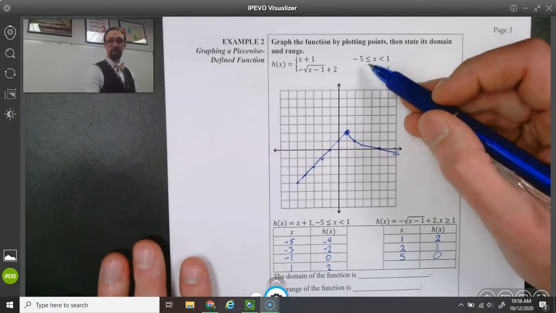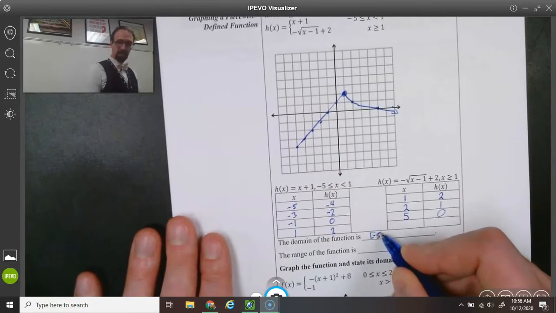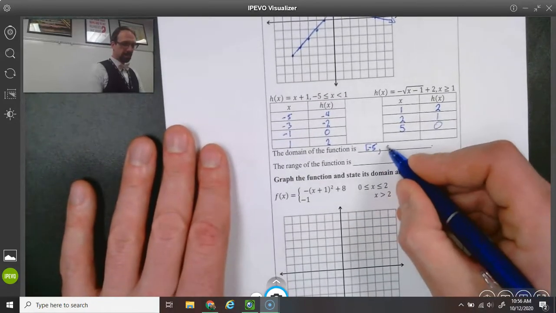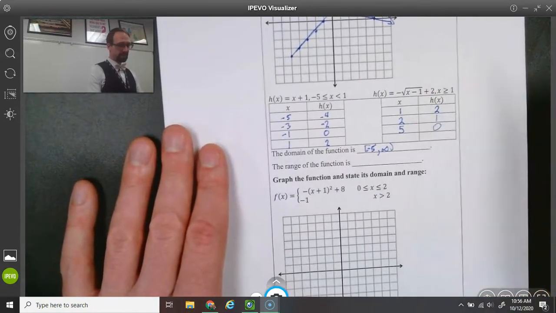So from here, we know that the domain is going to be from -5 inclusive, all the way to infinity. Remember, I can continue on because x is greater than 1.